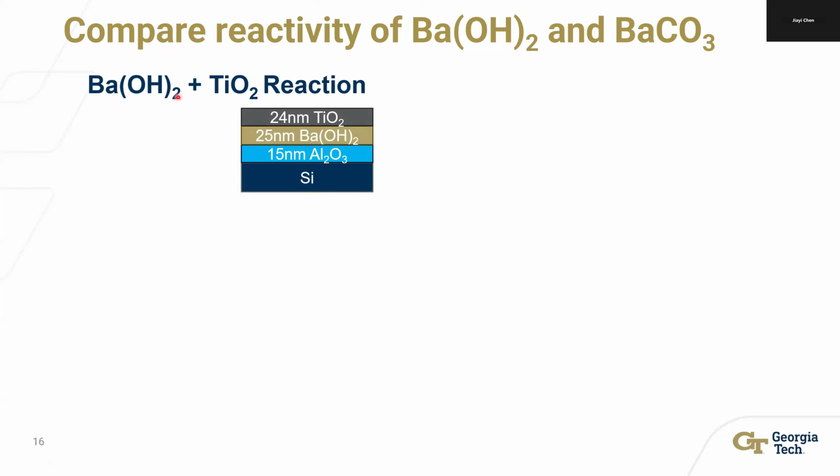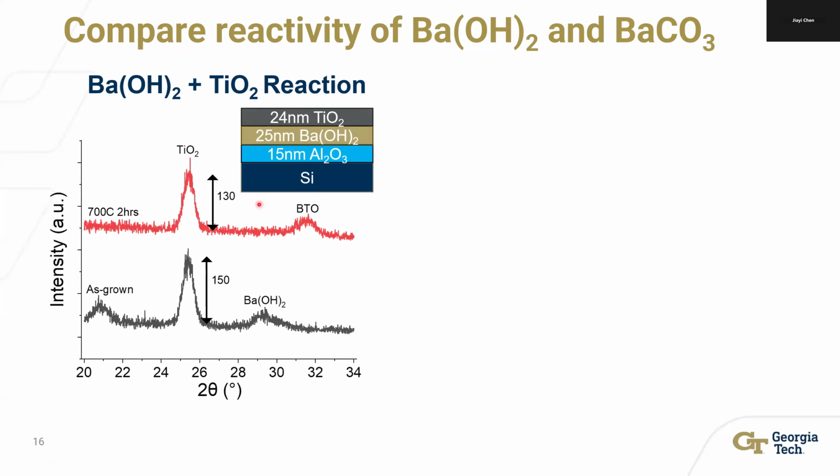So for the structure with barium hydroxide, here is the XRD before and after annealing. So in the as-grown structures, we clearly see a very clear peak of TiO2 and 2 small peaks which belong to the barium hydroxide. And after annealing, the 2 barium hydroxide peaks are gone. Instead, we have a barium titanate peak at 31.5 degrees, and there is still a lot of TiO2.